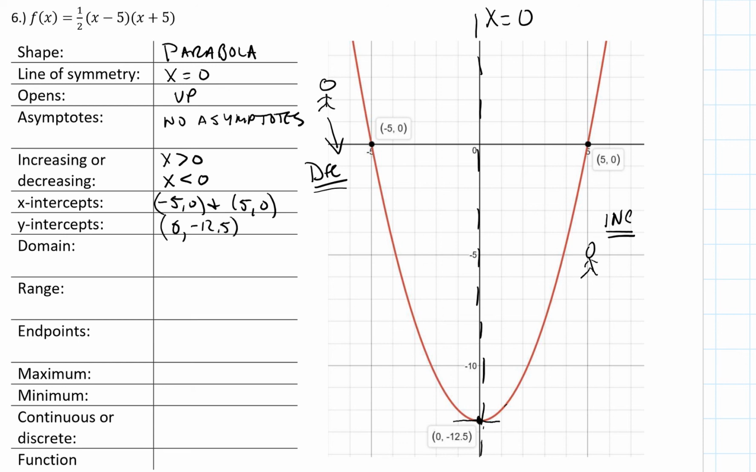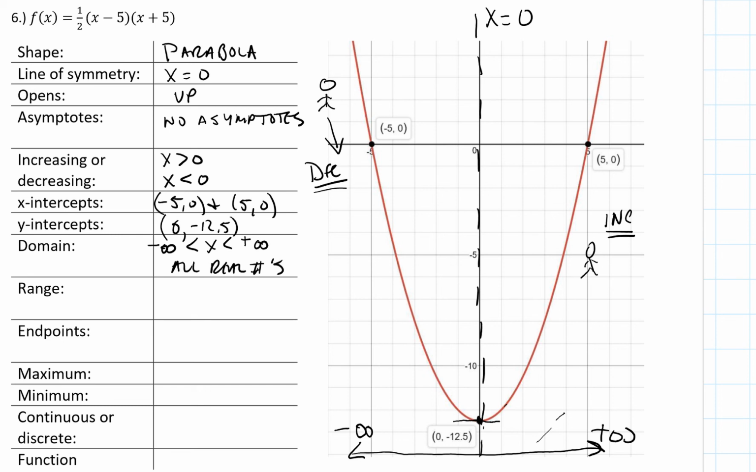The domain, okay, so now we have to remember the domain is this direction. What you have to think is, as we go up on the graph, it's going to keep going to positive infinity. And likewise, on the other side, as it goes up, it's going to get wider and go to negative infinity. So the domain is less than positive infinity and greater than negative infinity, or we could just say all real numbers.